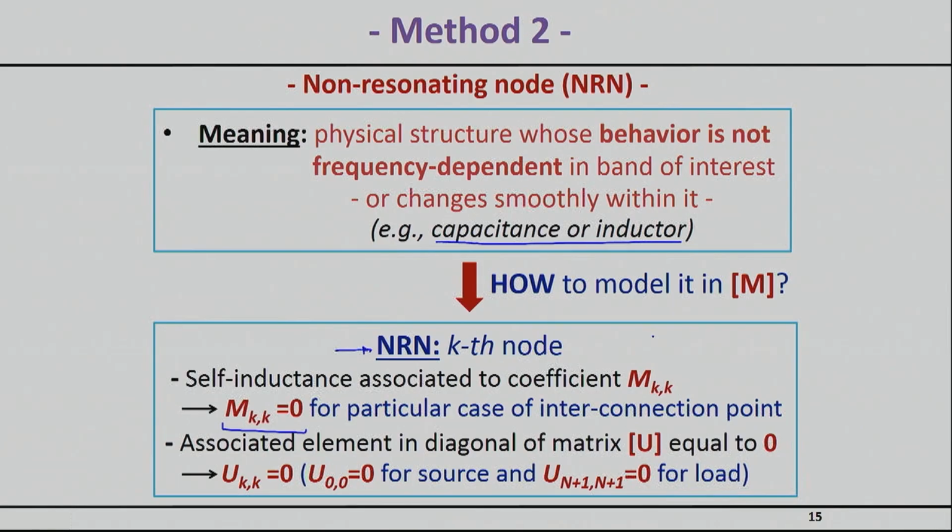So the second thing is we have to modify the U matrix, and we have to modify the diagonal elements, because you might recall that all the diagonal elements, except for the ones that were related to the source and the load, were actually set to 1. So for the non-resonating node, instead of being set to 1, it will be set to 0.